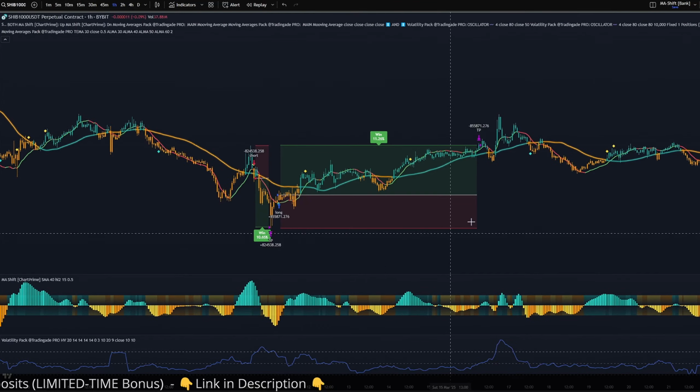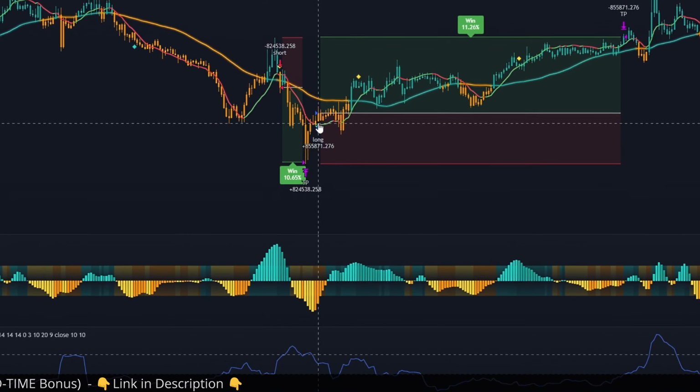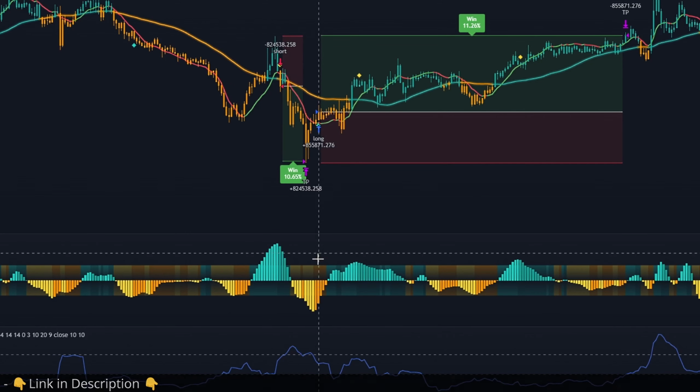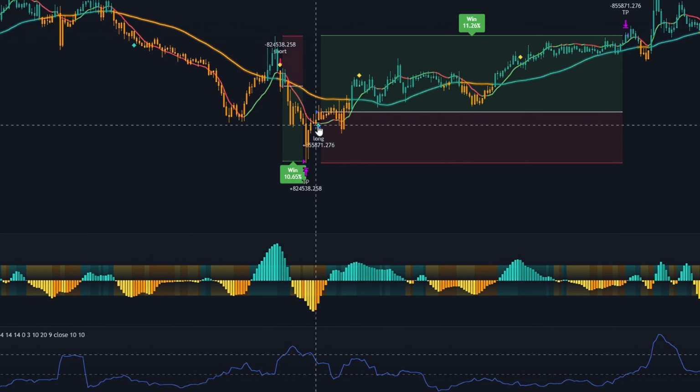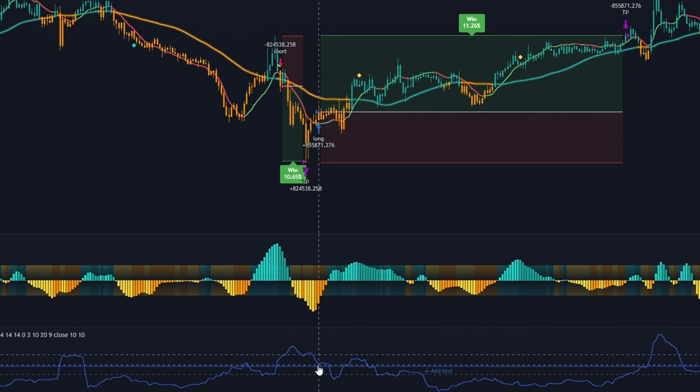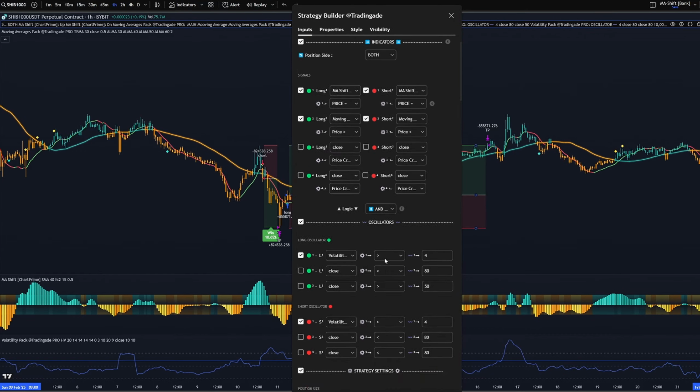Here we have 2 clear examples of long and short positions. We have a blue diamond, a buy signal from the MA shift oscillator, the price is above our moving average, and the historical volatility is greater than the 4 value. While for short positions, we have a sell signal from the MA shift, the price is below our moving average, while the historical volatility is greater than the 4 value. Absolutely amazing, guys. Now, let's talk about the exit rules.